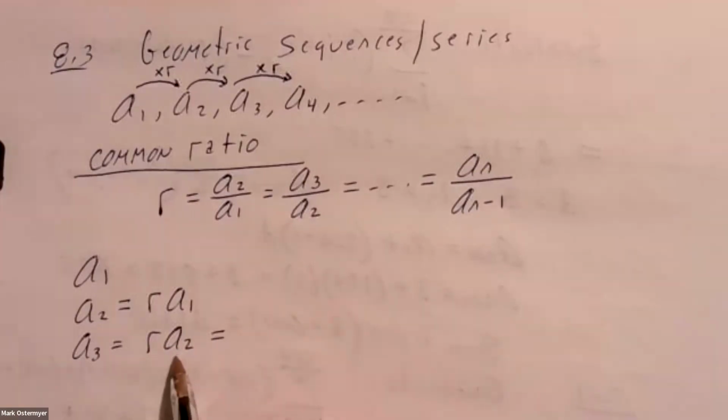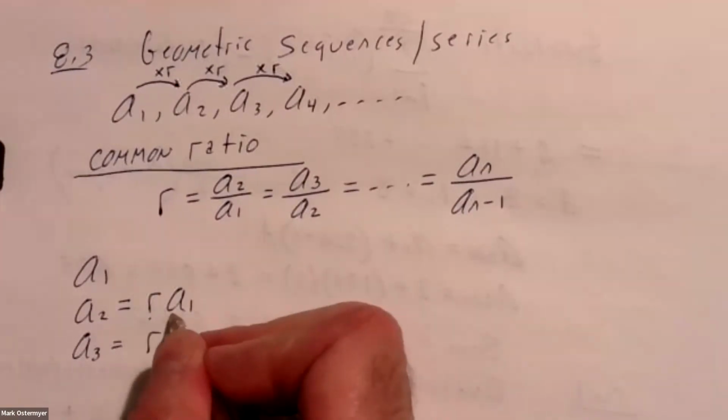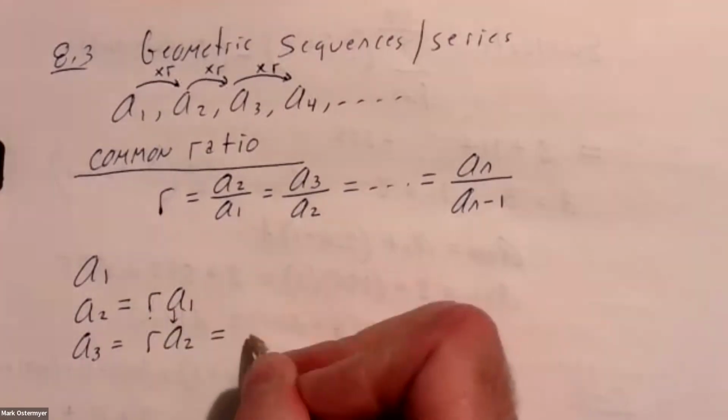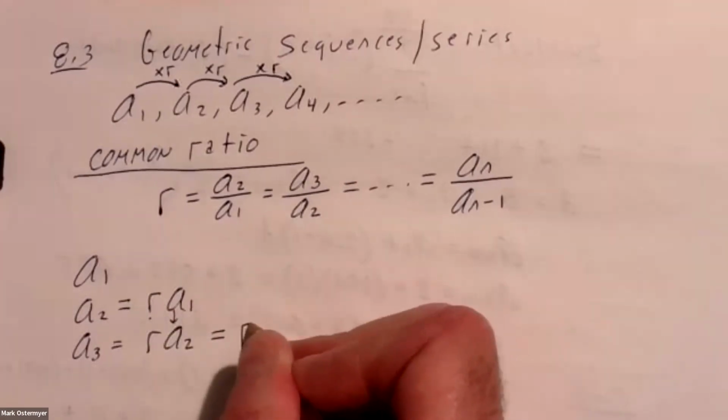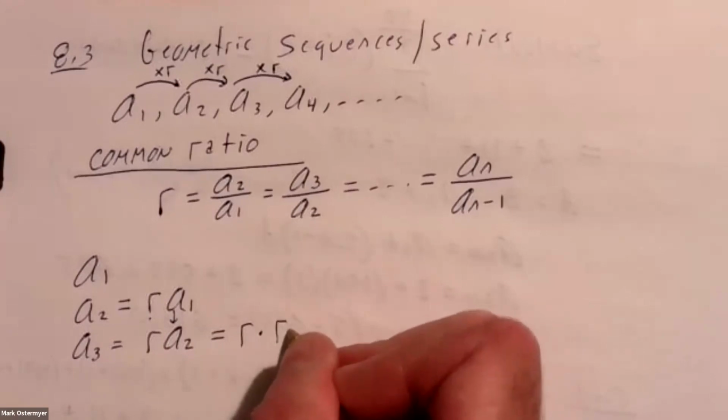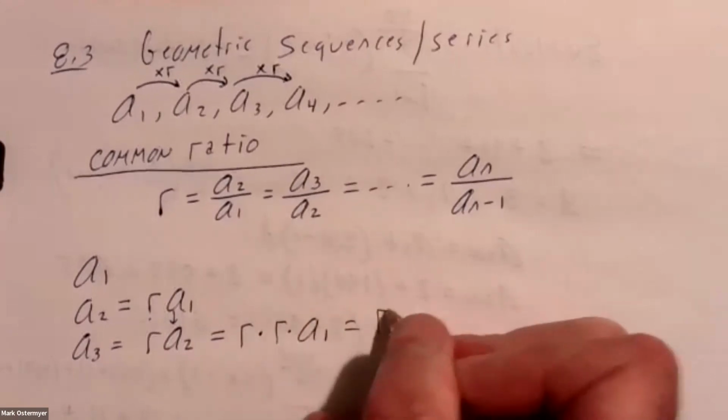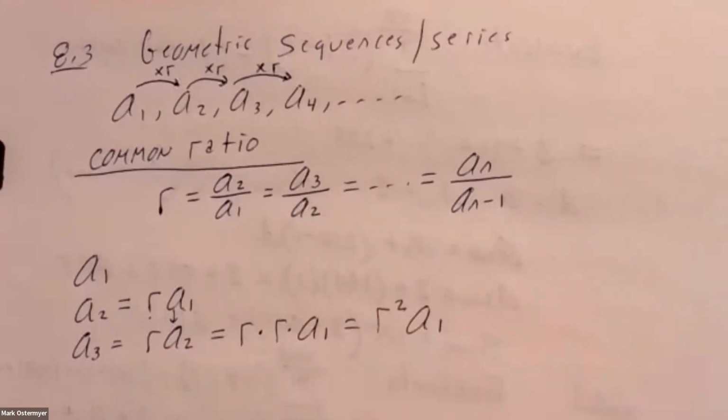But we have a name for the second term. The second term is the common ratio times the first term. So we substitute this in for the second term. And therefore, the third term is really the common ratio times the common ratio times the first term, or the common ratio squared times the first term.